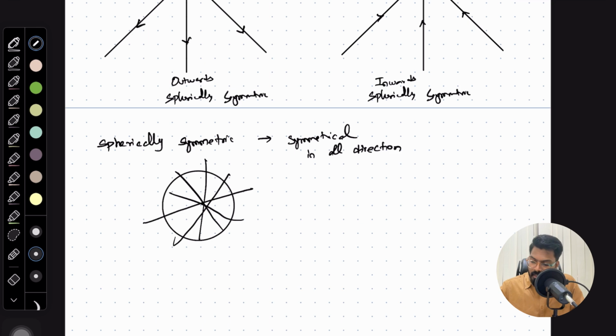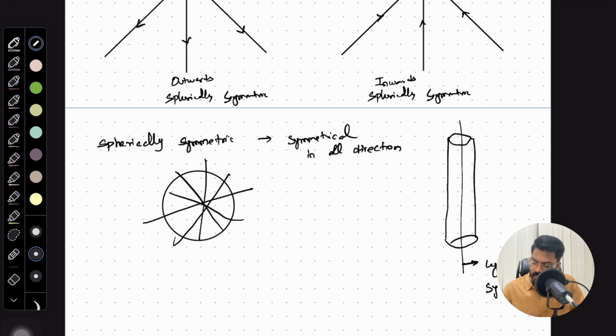However, if you take the case of a cylinder, it is symmetrical only in one direction, so that is called cylindrical symmetry. If you cut this cylinder at any other point or any other way, the resulting pieces would not be symmetrical. So there is only one axis along which you could cut. So that is the difference between cylindrical symmetry and spherical symmetry.